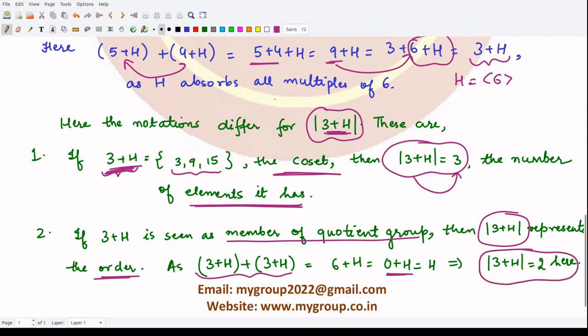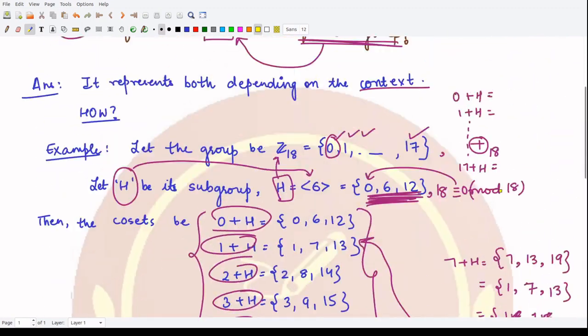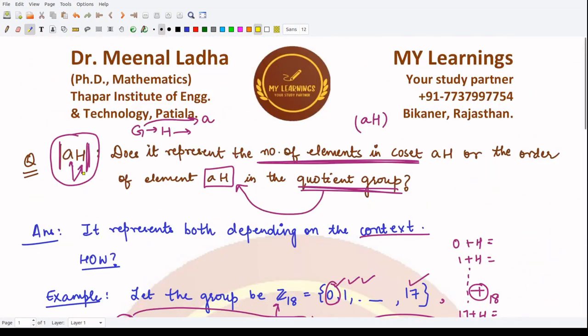So you see how the context differs: when you take it as a coset, it comes out to be 3, and when you take it to be a member of the quotient group, it comes out to be 2. Hence this notation mod AH represents the number of elements in the coset in some cases and the order of the element in the quotient group in other cases.